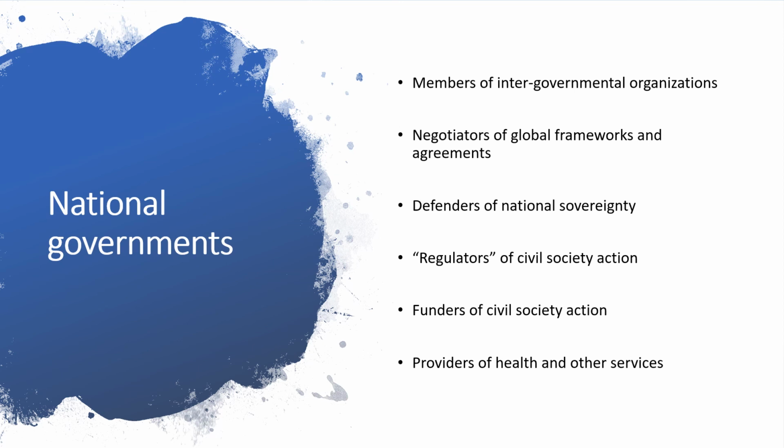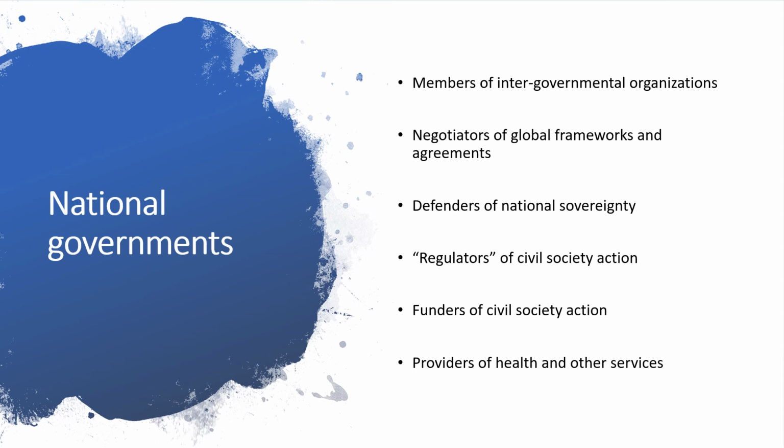And the last slide just talks about national governments. It may seem a little odd to talk about a national government as a global actor, but both the Essentials of Global Health and the other articles refer to national governments as members of intergovernmental organizations, thereby shaping global policy, negotiators of global frameworks and agreements, defenders of national sovereignty and defining of national sovereignty. Importantly, they're also regulators of civil society action.